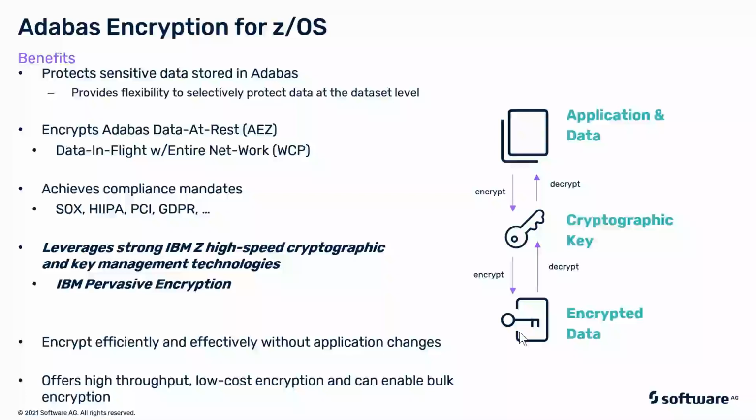Now, in addition to encrypting the data at rest, which is our product code AEZ, Adabas Encryption for ZOS, there's also the capability to encrypt the data in flight. And the data in flight is when an application sends a record to Adabas or Adabas sends a record back to the application. That's considered in flight. And if you want to encrypt that data in flight, that's done with our Entire Network product code WCP.